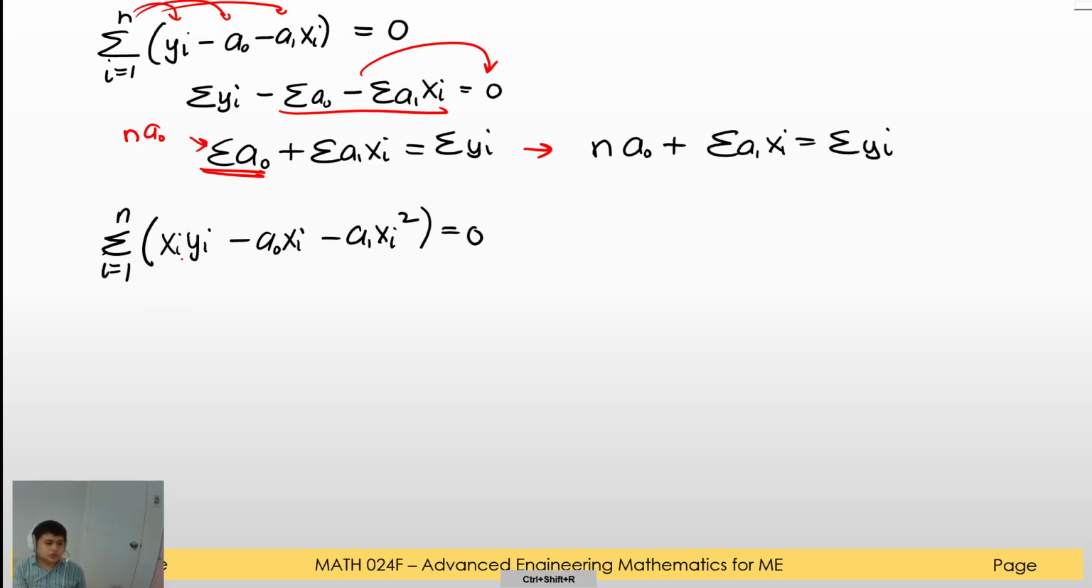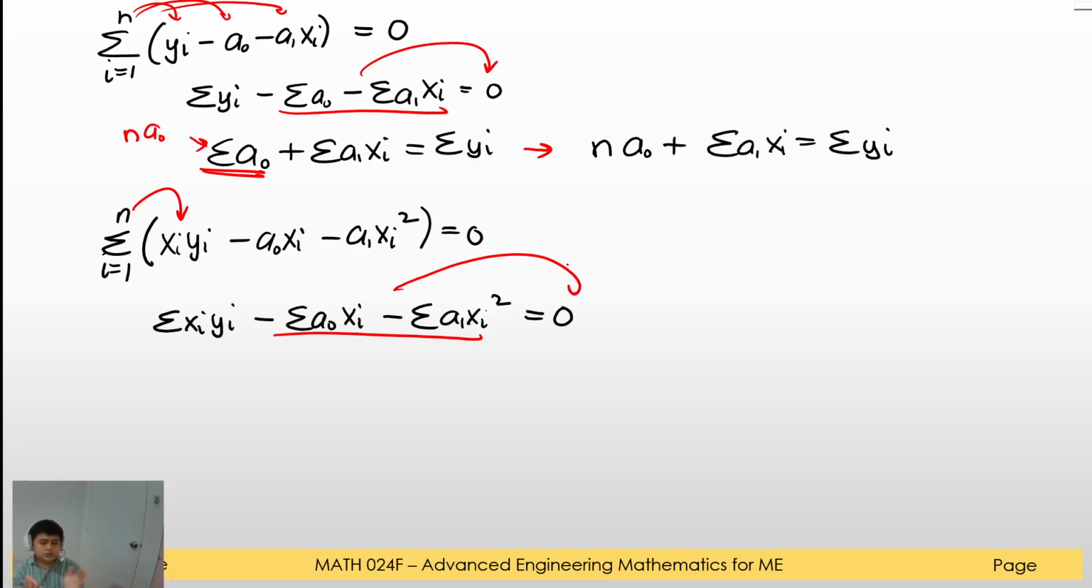And then for this portion, we can also distribute this. So we have the summation of xi yi minus the summation of a naught xi minus the summation of a1 xi squared is equal to 0. So we can again transpose this to the other side and then swap their positions. So we have the summation of a naught xi plus the summation of a1 xi squared is equal to the summation of xi yi.